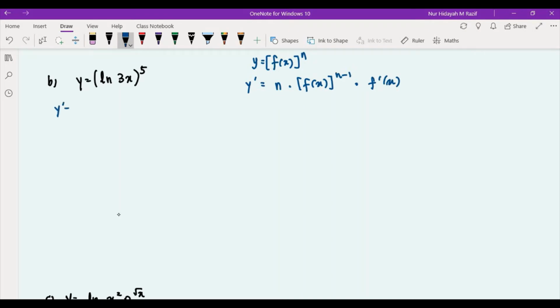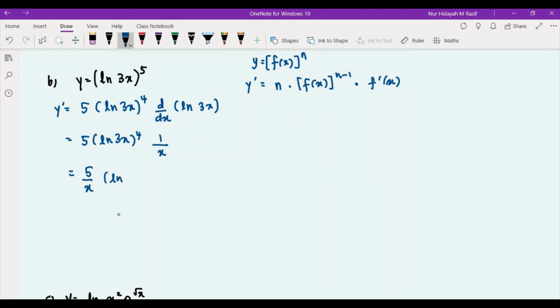And so my y prime is equal to 5 times ln 3x to the power of 4. Then I'm going to differentiate my function inside the bracket with respect to x, so differentiate ln 3x, and from there I will then have 5 times ln 3x to the power of 4 multiplied by 1 over x, and then we just need to simplify that. I can rewrite that as 5 over x multiplied by ln 3x, everything raised to the power of 4, and that will be my final answer.